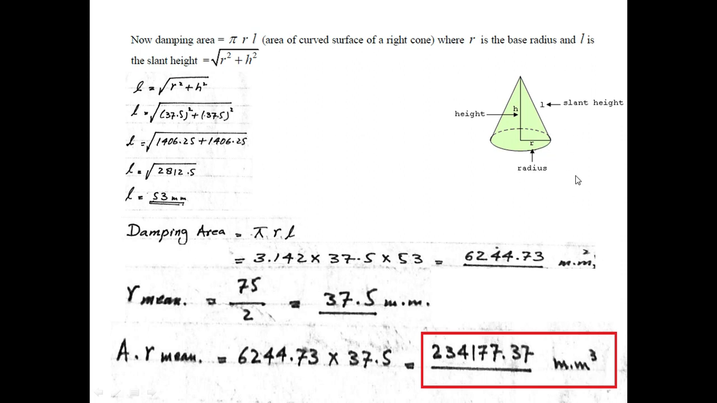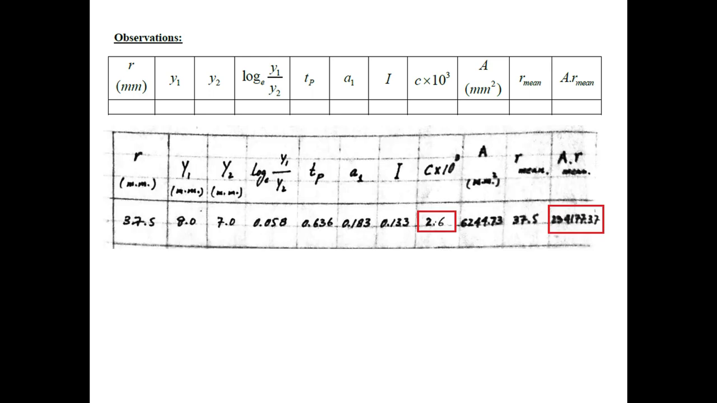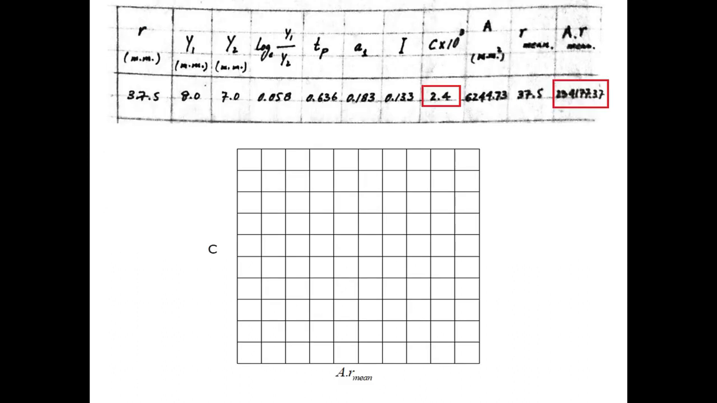Now we have all the values of the above parameters. We know the value of C, and we know the value of damping area times mean radius. So we can plot a graph between the damping torque per unit angular velocity C and the damping area times effective mean radius. C is plotted on the vertical axis, and on the horizontal axis the damping area and the effective mean radius are plotted.